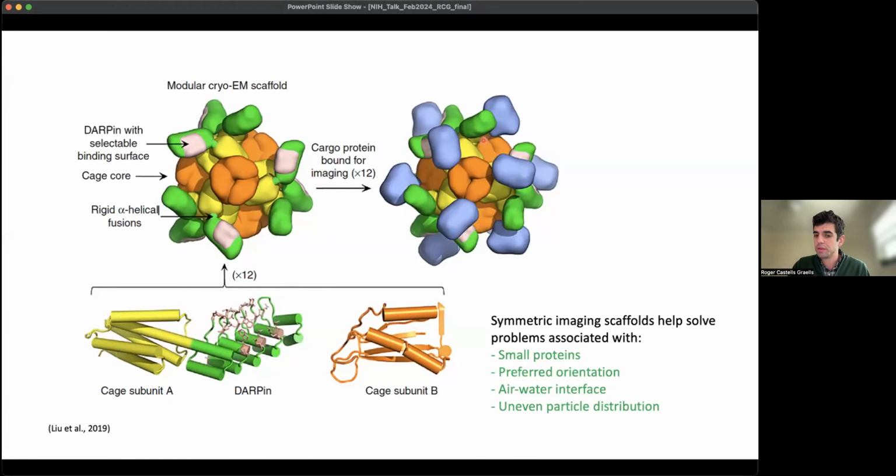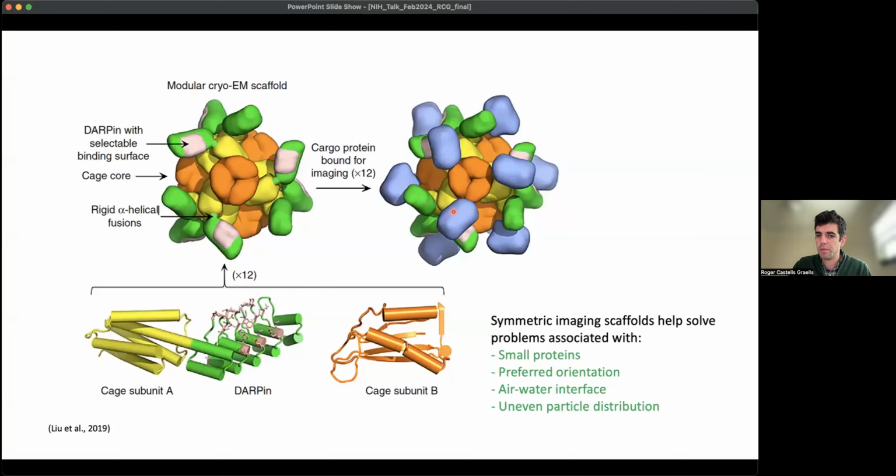And this tool is useful not only to solve small proteins, but as you can see, it has symmetry. In this case, it's tetrahedral symmetry. So it has 12 binding sites. So it means that for each image that you get for one of these particles, you're already getting 12 different orientations, which is very useful to avoid problems with preferred orientation. Also, there is always a side of the protein cage that is away from the air-water interface. So if you have problems with that, then it's possible when you do the data processing to break the symmetry of the complex and then treat each subunit individually in order to preserve the ones that are fine.